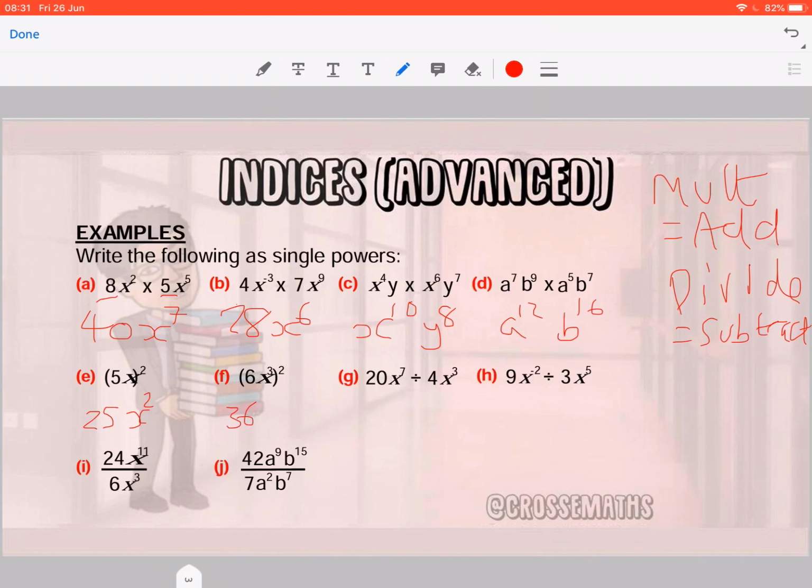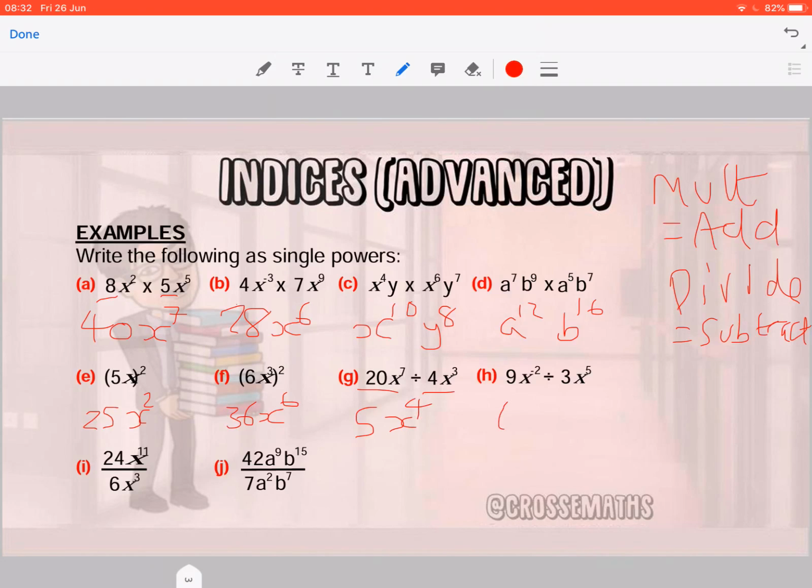x to the power of 3, when there's a bracket and there's a 2 on the outside, it's the same as doing x^3 times x^3, which would add together to make x to the power of 6. The quick way of thinking about it with brackets is you multiply the two powers. Part G. Divide our two numbers. 20 divided by 4 gives me 5. If we're dividing with indices, we subtract. So x^7 take away x^3 gives me x to the power of 4.